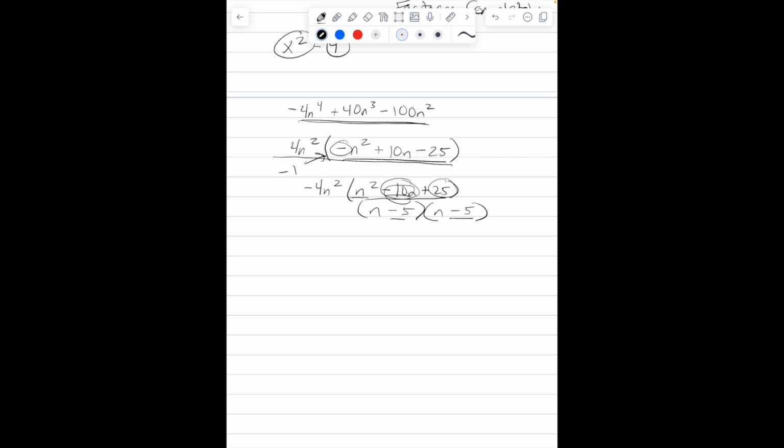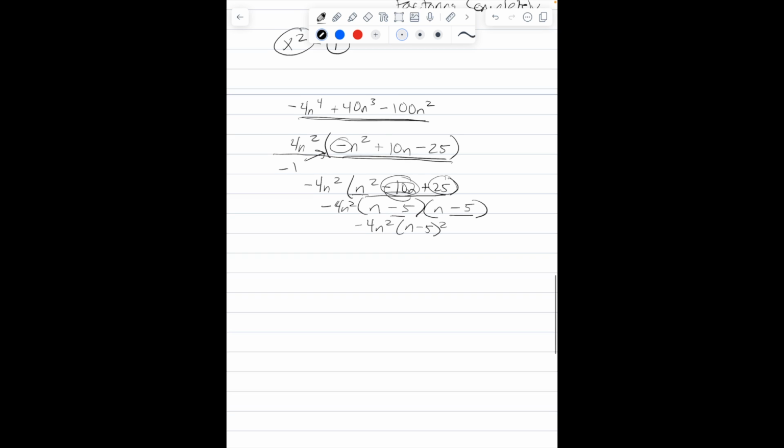So we've now factored that polynomial, and we're left with negative 4n squared times n minus 5 times n minus 5. Now you can clean that up just for aesthetics and turn that to n minus 5 squared, like that. Let's look at another example. See, nothing there was new. This is stuff that you've been doing. We've just combined a few concepts into one problem.